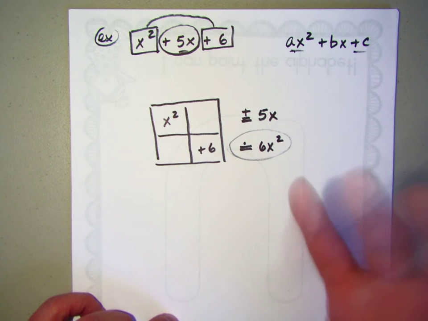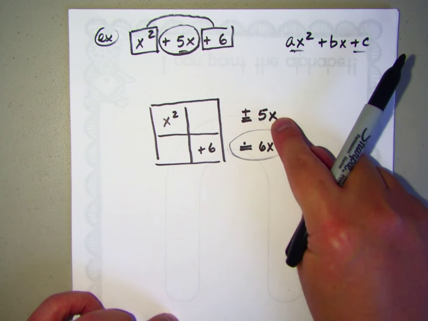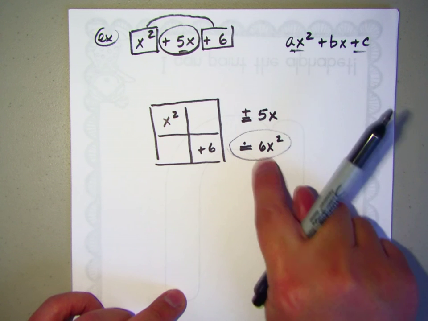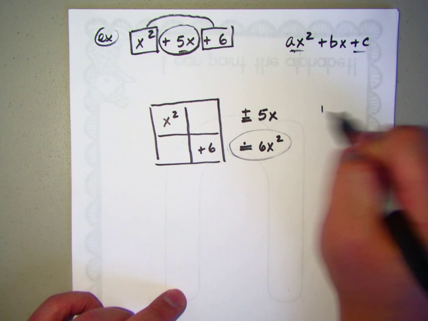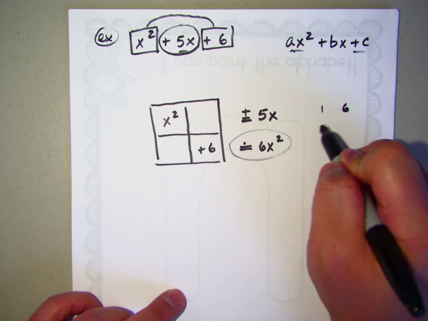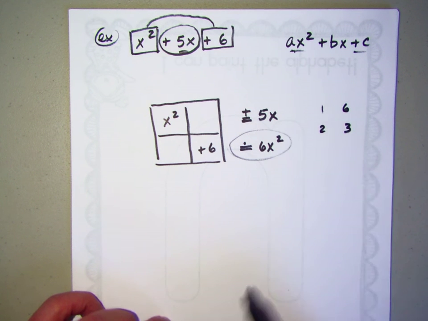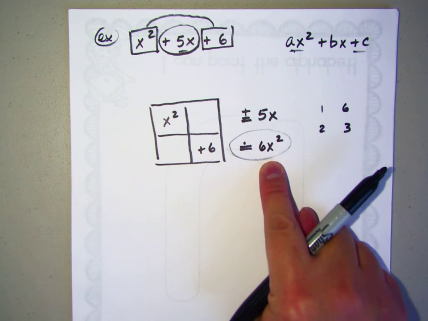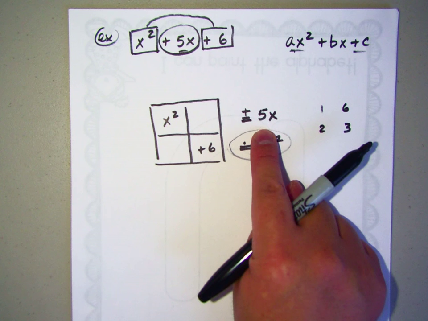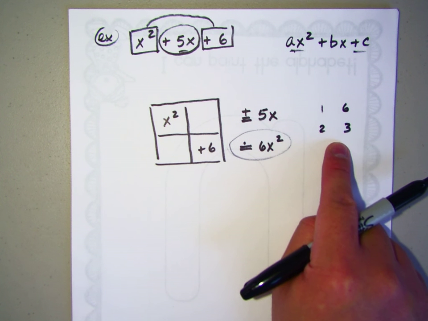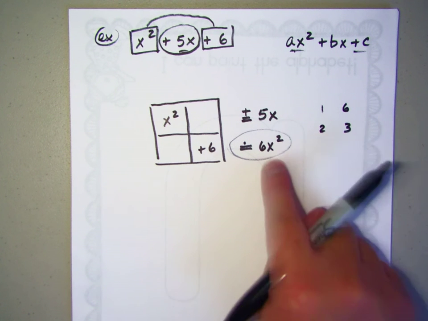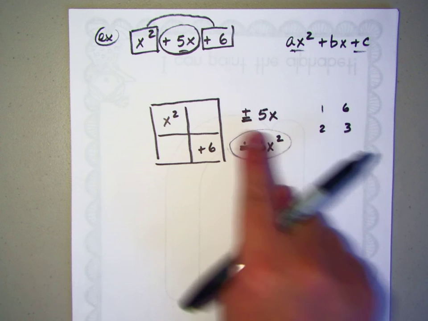Like if I list out, how do I get a 6? I can find two numbers that could be a 1 and a 6, or that could be a 2 and a 3. There's no other ways to multiply to get 6. There's tons of ways to add to get 5. Now, if you look at these two numbers, you've got to find the two numbers that not only multiply to get 6, which both of these do, but they have to add to get 5. So I actually picked two tricky numbers here.